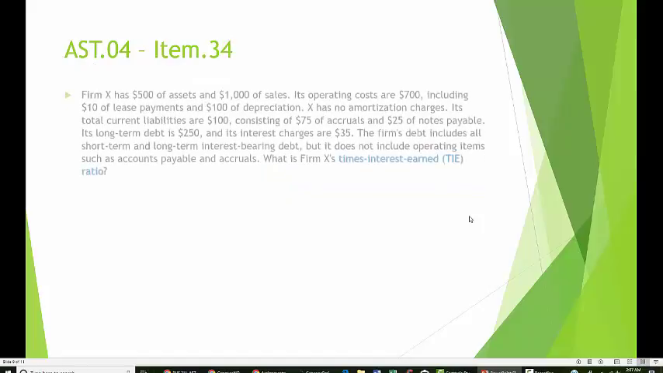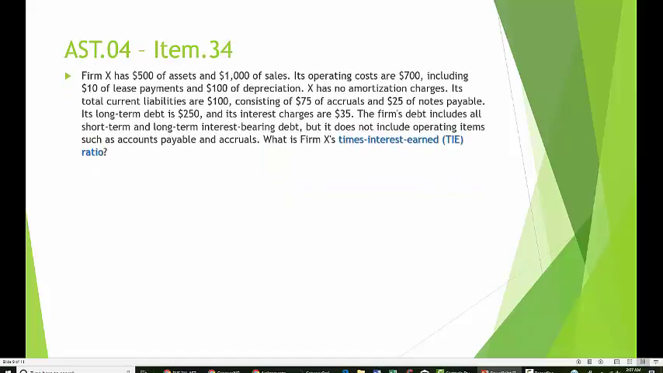Let's take a look at 34. Firm X has $500 of assets, $1,000 of sales. It has operating costs of $700, including $10 for lease payments and $100 of depreciation, also an operating cost. The company has no amortization charges, and its total liabilities are $100, consisting of $75 of accruals and $25 of notes payable. Its long-term debt is $250 and its interest charges are $35.